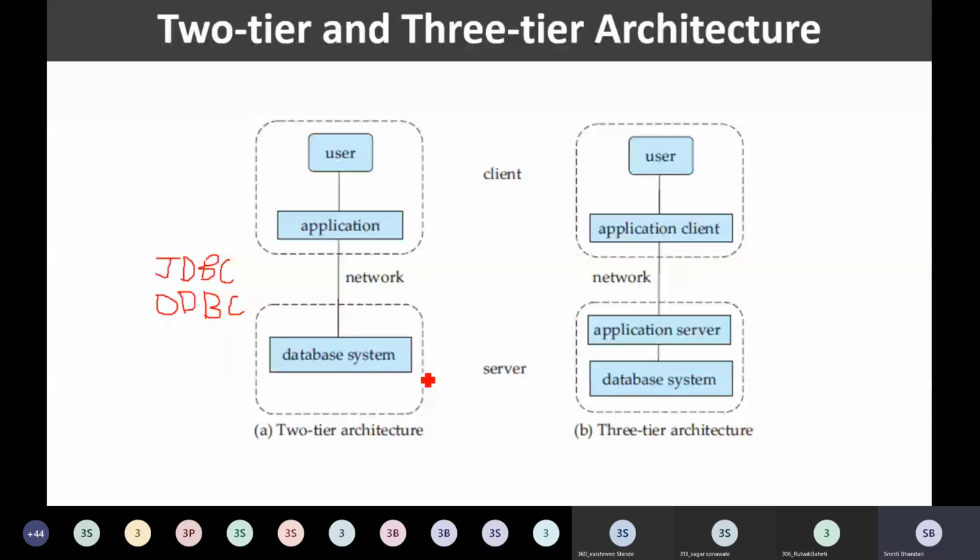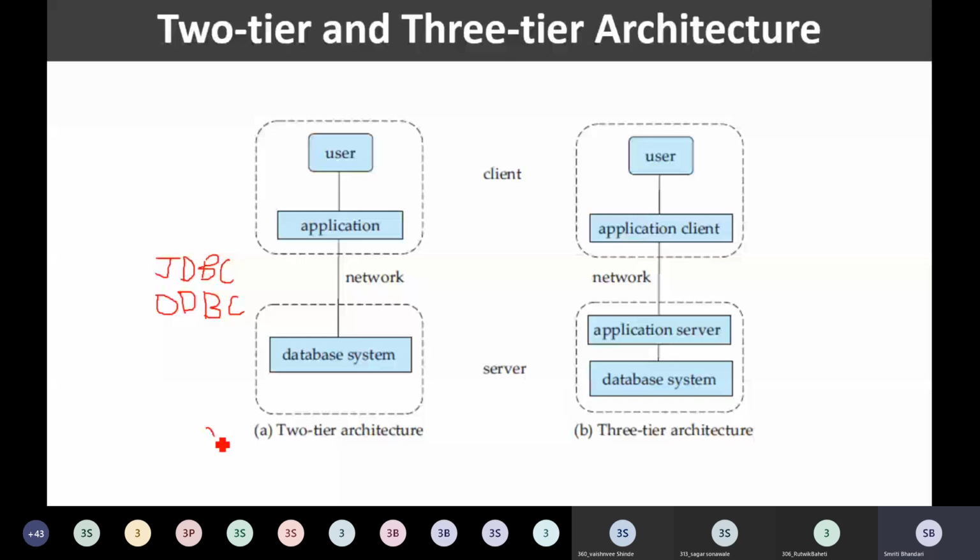So in a sense, in two-tier architecture, only the database system is located at the server and the application is deployed at the client side, and these application programs make use of interfaces like JDBC and ODBC to connect to the database system. All the query language statements are available in this application program, and the user interacts with the database system through this application program, which in turn makes use of the query statements, right? So this is how the two-tier architecture works.